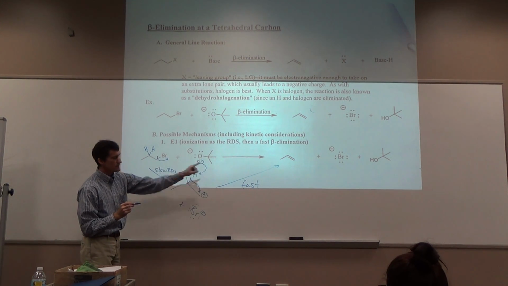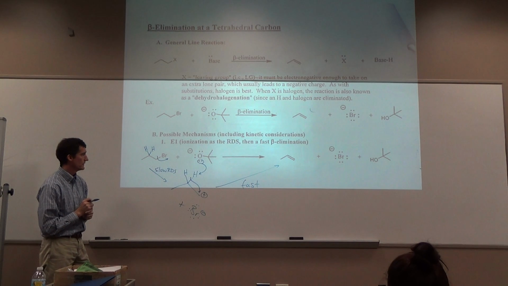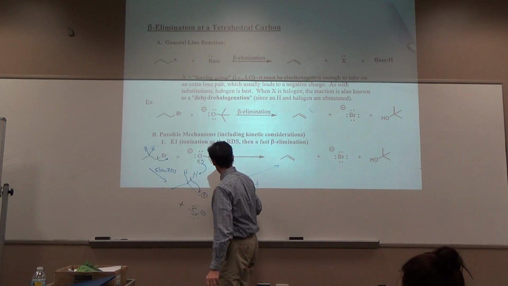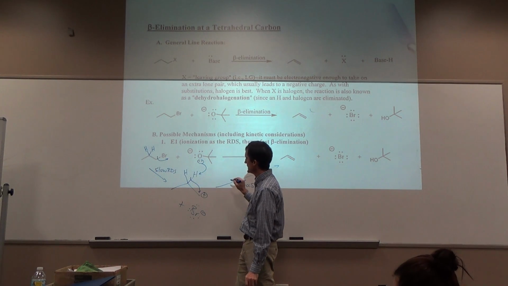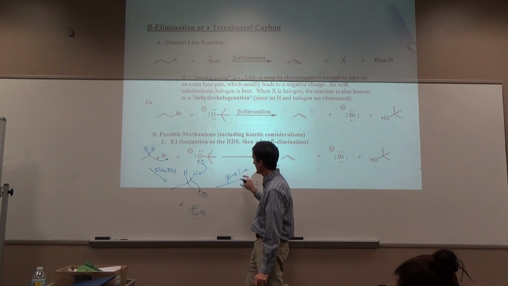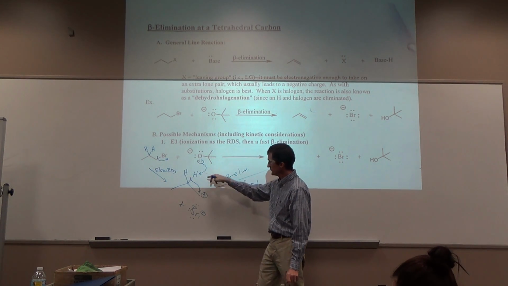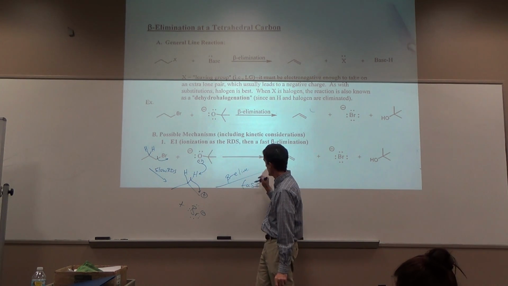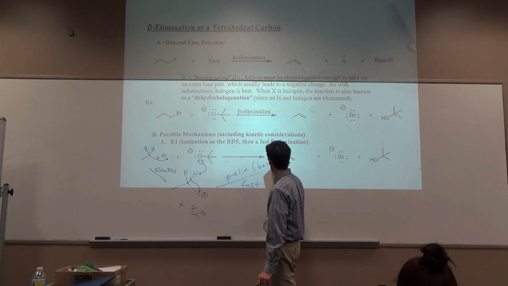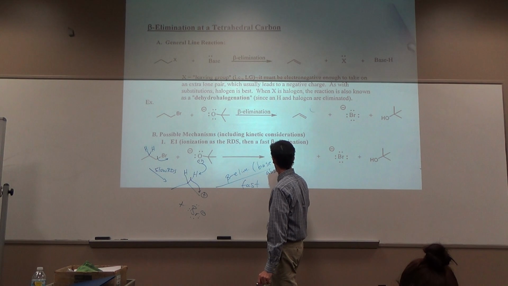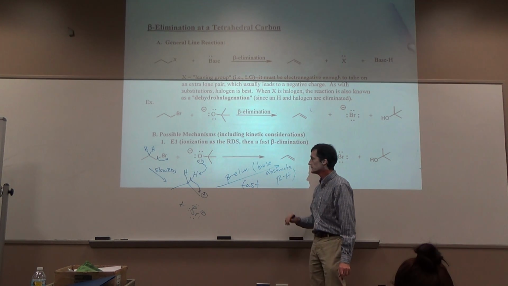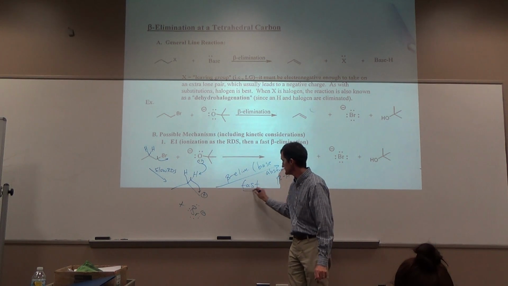What do you want to call this step over here? Yeah, you can actually call that the beta elimination. That's the individual step. We're eliminating the beta hydrogen. Or you can call it something like base abstracts beta H. But that's fast.